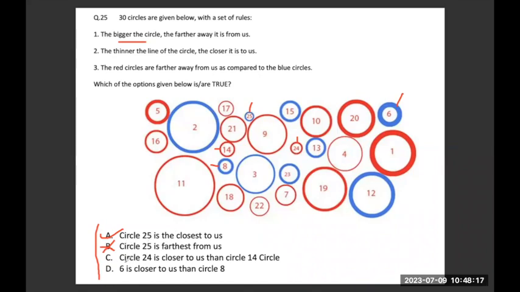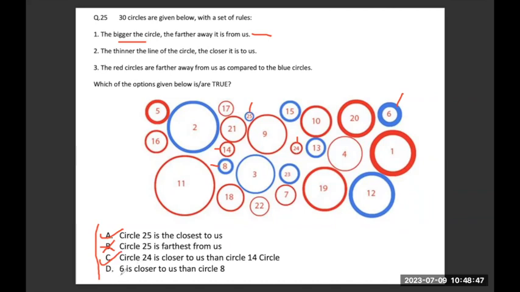The next part, circle 24 is closer to us than circle 14. You are doing a comparison between just two, 24 and 14. What is the difference between 24 and 14? The thickness is same, the size is different. 24 is smaller, 14 is bigger. What it says again of the size here, bigger is farther away. So 14 is farther away, 24 is closer, which is what option C says. So option C is correct. So far A and C correct.